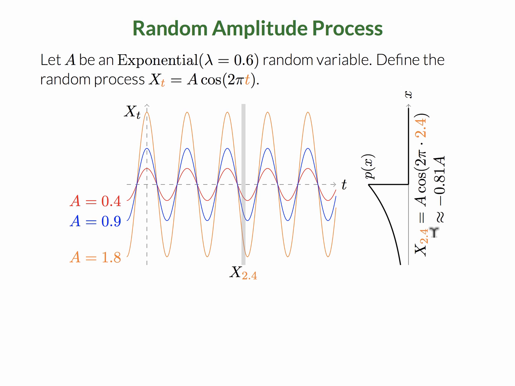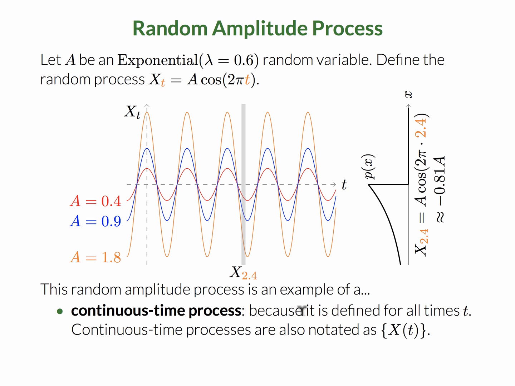Now, you might also be interested in the expected value of X at 2.4. To calculate the expected value, you don't even need this PDF. You can just use properties of expected value. The expected value is just negative 0.81 times the expected value of this exponential random variable, which is 1 over lambda. Now, this random amplitude process is quite different from the Bernoulli process we studied in the previous video.